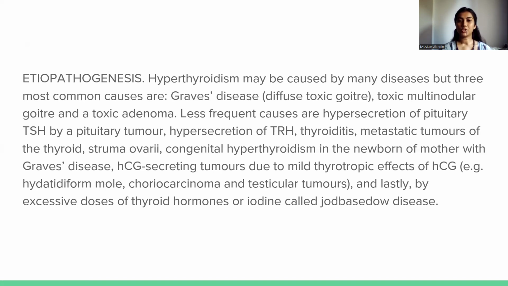HCG secreting tumors can cause hyperthyroidism due to mild thyrotropic effects of HCG. HCG is human chorionic gonadotropin. Some examples are hydatidiform mole, choriocarcinoma, and testicular tumor. And lastly, excessive doses of thyroid hormones or iodine, called iodine-based disease. If there is excess iodine in the food the person is consuming, or due to any medicines, it can also cause these issues.